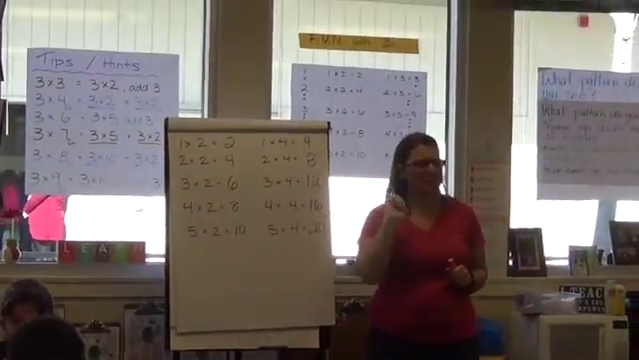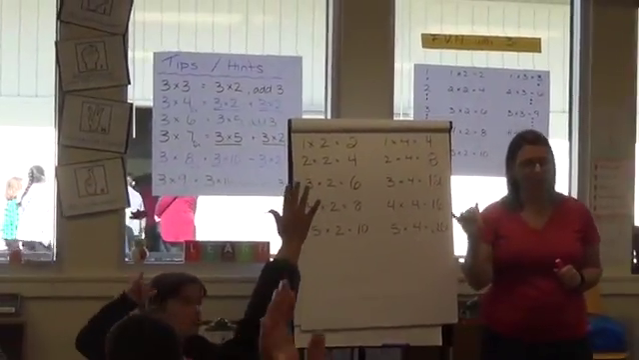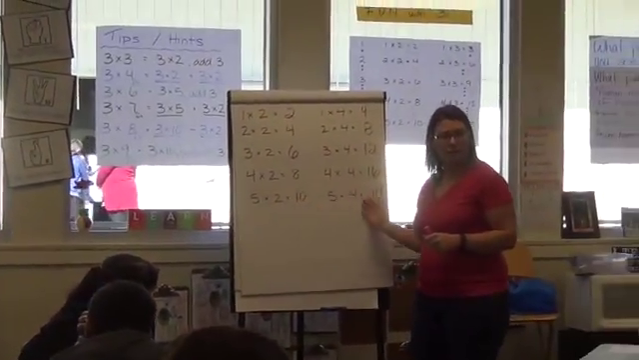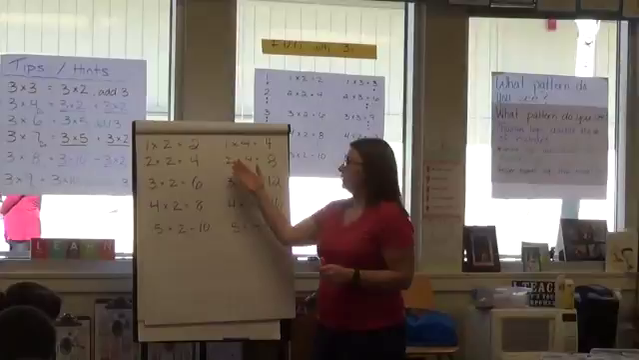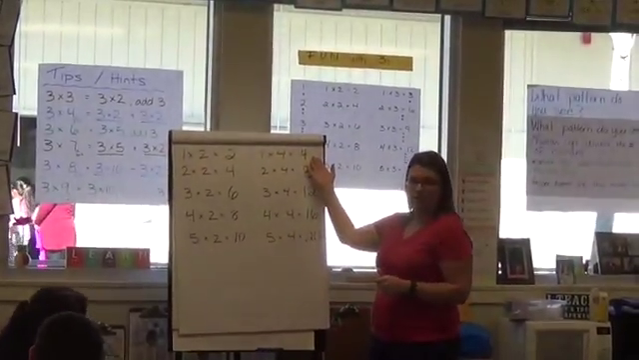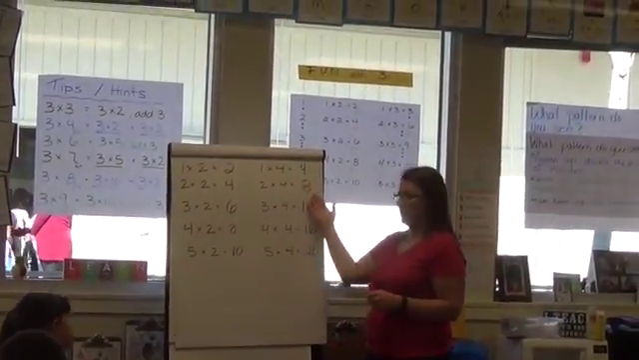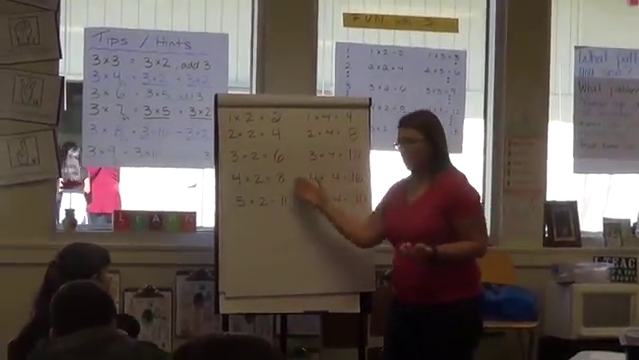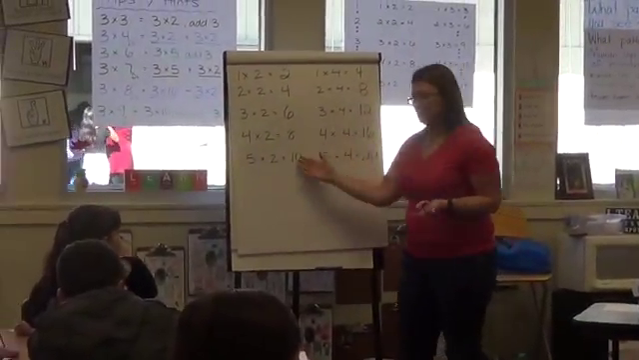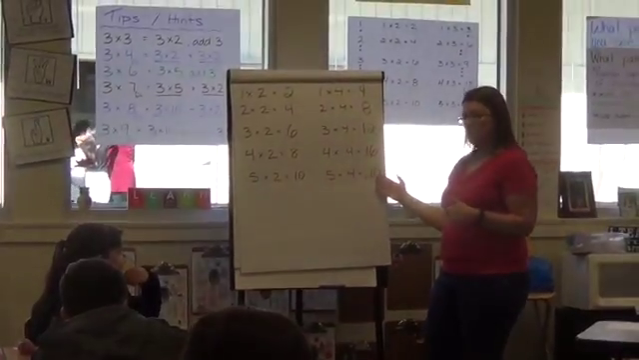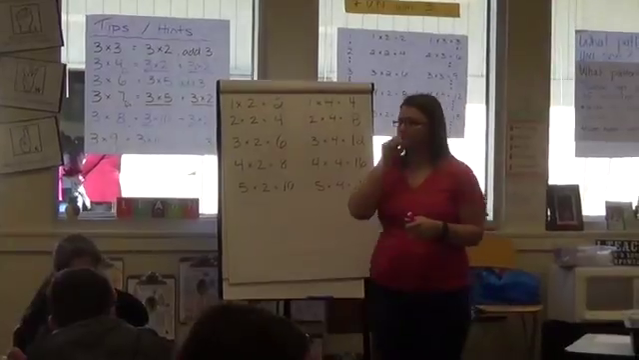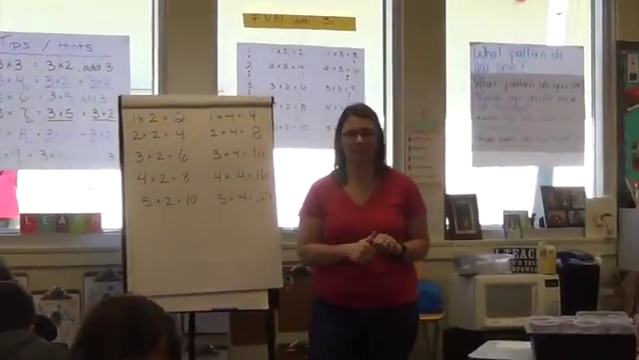Okay. Did anybody else notice that? Was that true for all of the sections? No. If I double 2, will I get 4? Yes. If I double 4, will I get 8? Yes. If I double 6, will I get 12? Yes. If I double 8, will I get 16? Yes. If I double 10, will I get 20? Yes. So is it true all the way down? Yes. Okay.